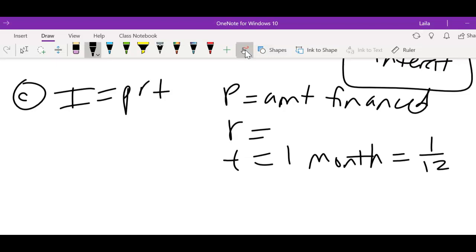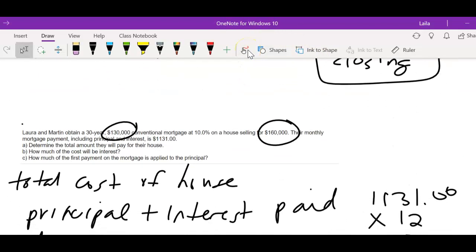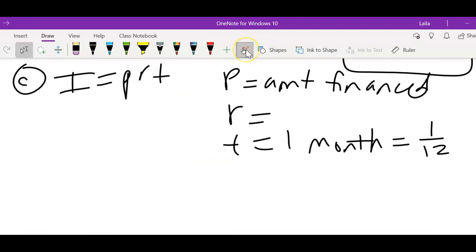All right, and then let's go back. I don't remember the interest rate. Let me scroll and let's see. Our interest rate was 10%. It's a pretty high interest rate for buying a house. Okay, so our interest rate is 10%. Or change it to a decimal, 0.10.